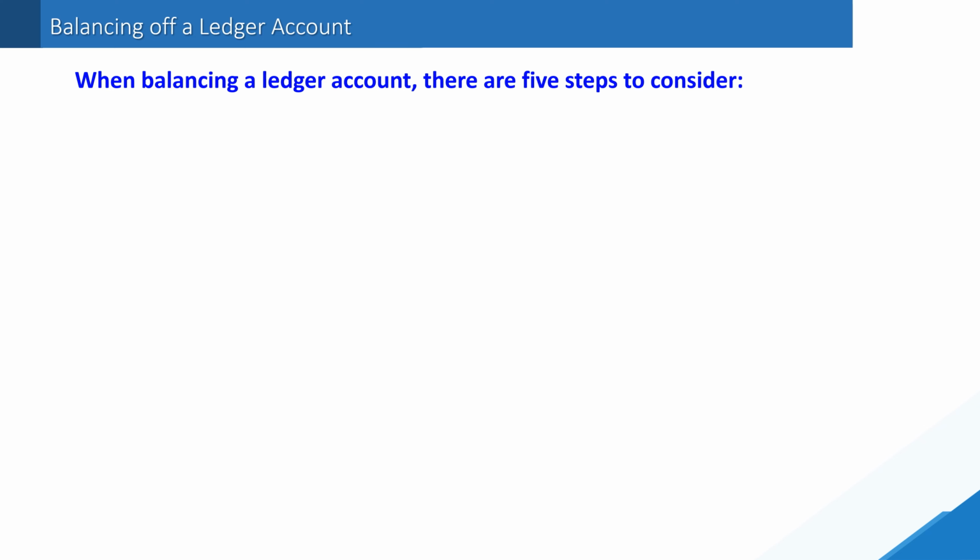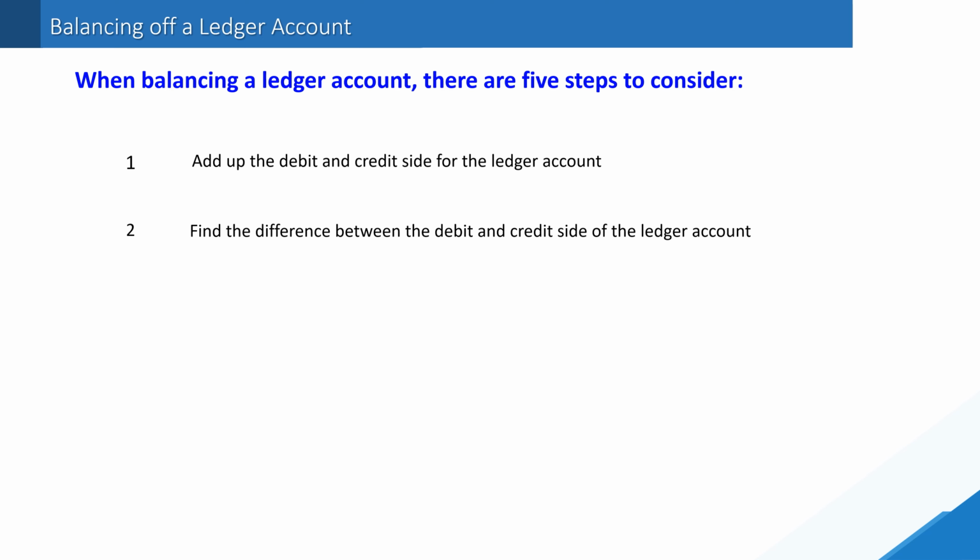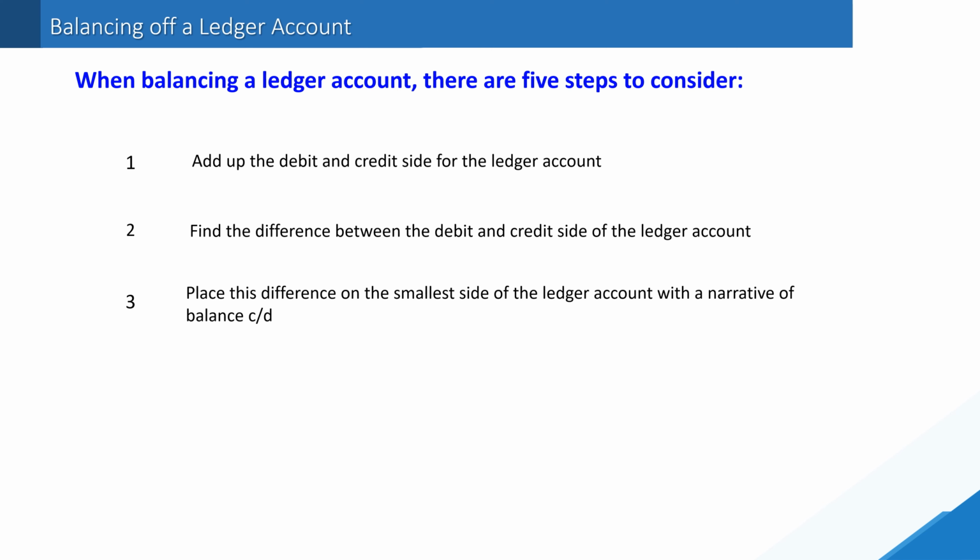Step 1 is we add up the debit and credit side of the ledger account. And it's advisable to do this away from the ledger account itself, maybe on a scrap piece of paper. Step 2 is we find the difference between the debit and the credit side of the ledger account. This difference is placed on the smallest side of the ledger account with a narrative of balance carried down. Generally, a date will be required, and that will generally be the end of the period unless the question dictates otherwise.